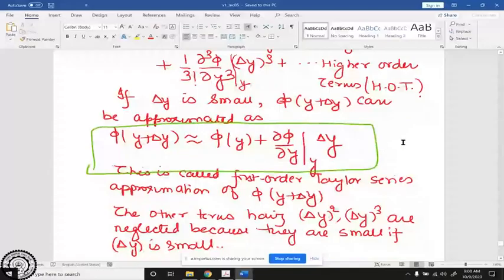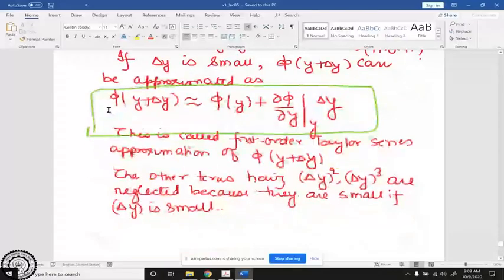You can include the next term also, the delta y squared term, then we can call it a second order approximation. That's going to be more accurate than first order, but we will see that for most of our needs in this course, first order approximation will be adequate. I can think of only one instance, which will come about 2 weeks later, where to get some physical insight about a term, we will need a second order approximation. But otherwise, this first order approximation is good enough for us.